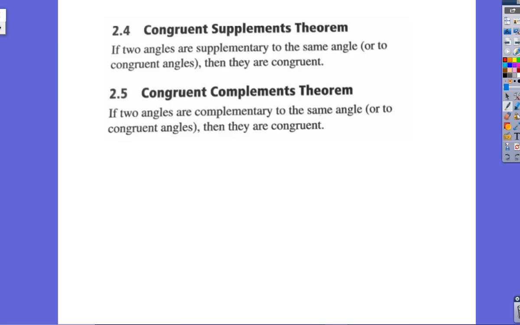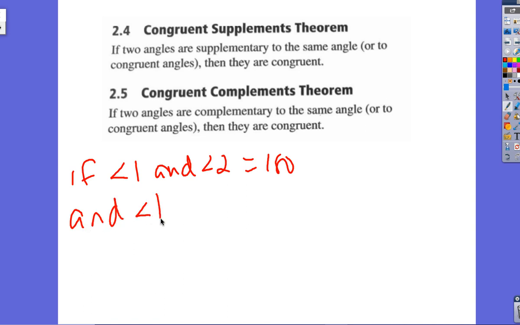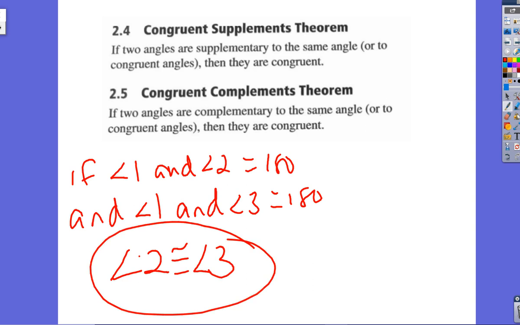The next one I want to talk about is both the congruent supplements and the congruent complements theorem. Remember, the congruent complements theorem and supplements theorem basically says, hey, if angle 1 and angle 2 equal 180, they are supplements, right? And angle 1 and angle 3 equals 180, then there is no physical way that angle 2 could not be congruent to angle 3. And so we make that conclusion.